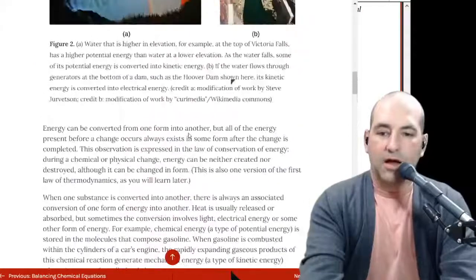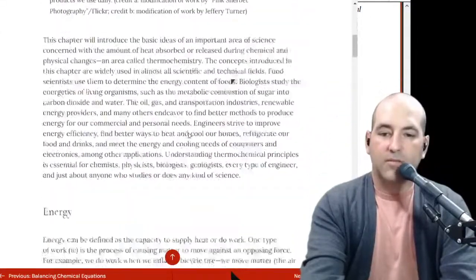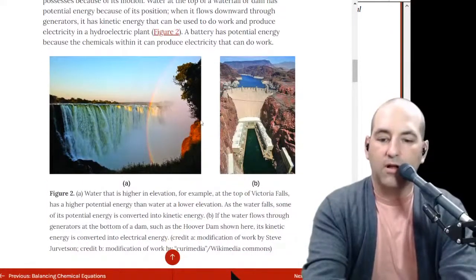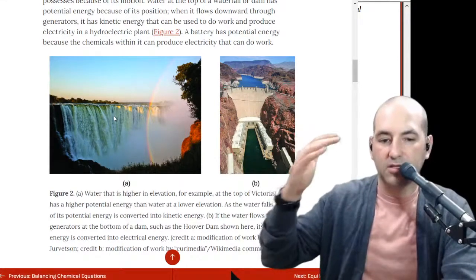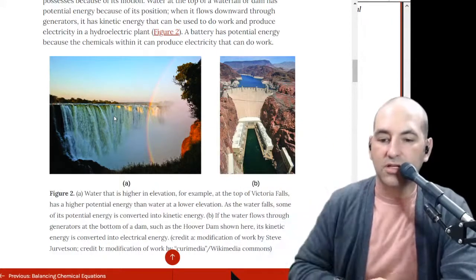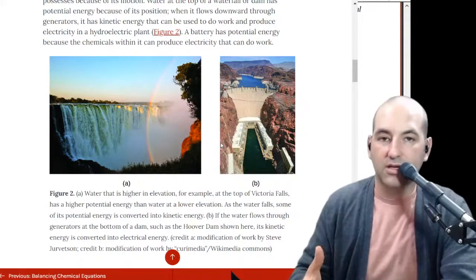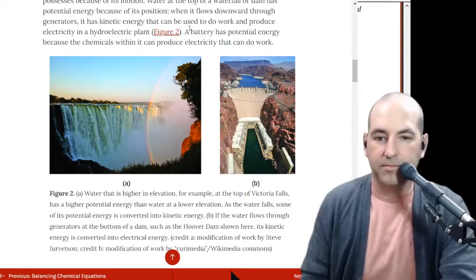So this chapter on energy talks a lot about some of these different types of energy. If you think about something like a waterfall or a dam, the Hoover Dam shown here, you've got a lot of water with a bunch of potential energy because it's up high. Then when it falls, it's converted to kinetic energy. And if it falls through a dam, it's transferring its energy to the electrical generator and becoming electrical energy. So there are some good examples like that in there.